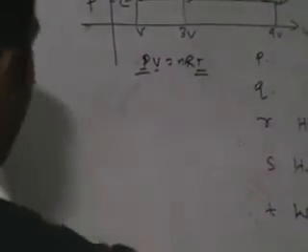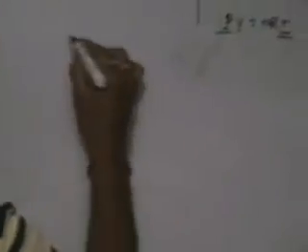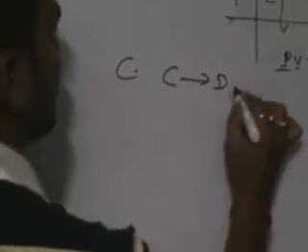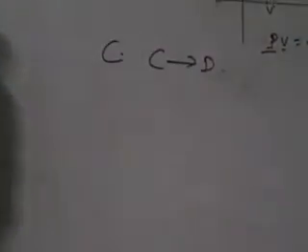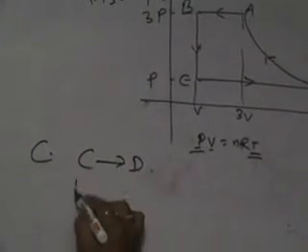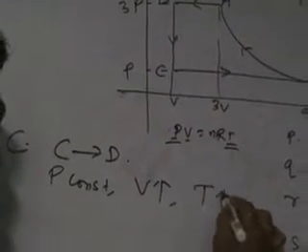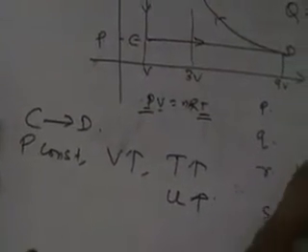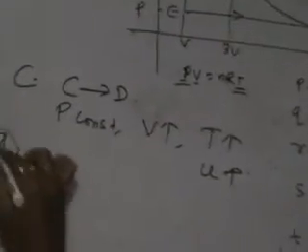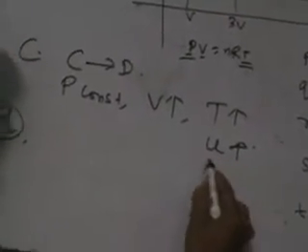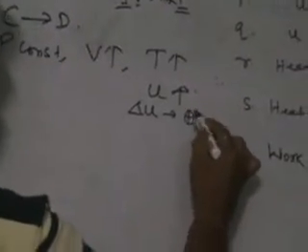Now we will do C and D. C was for the C to D process. Again this is an isobaric process but with volume increasing. So pressure is constant, volume is increasing, so temperature will increase, so U will increase. So the correct answer will be Q. As U is increasing, delta U becomes positive.